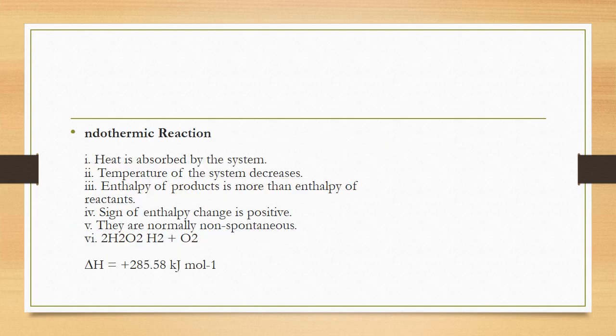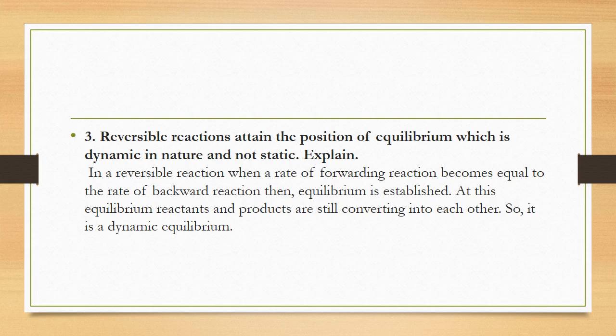Next is the endothermic reaction, when the heat is absorbed to proceed the reaction, otherwise it does not proceed, from the surrounding to the system. That is called the endothermic reaction. Temperature of the system decreases, enthalpy of product is more than the enthalpy of reactant. Sign of enthalpy change is positive, and so many reactions are there, just like photosynthesis is a type of endothermic reaction, and many other reactions.